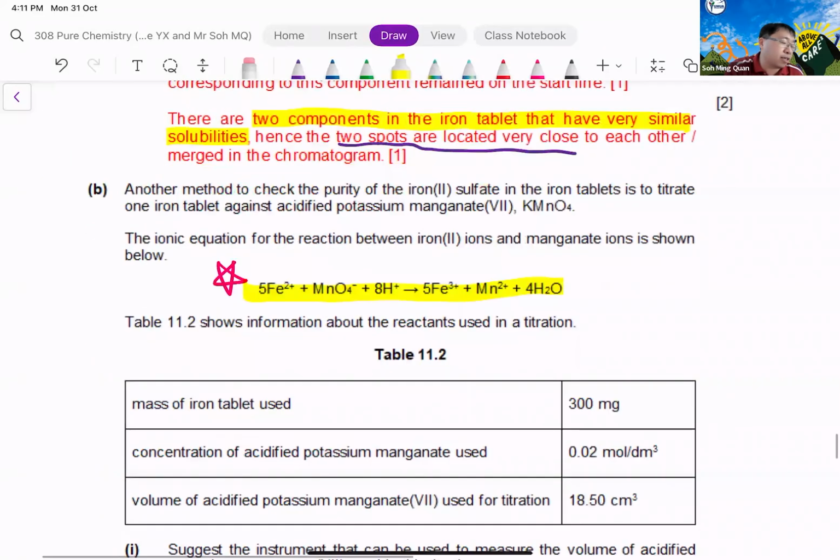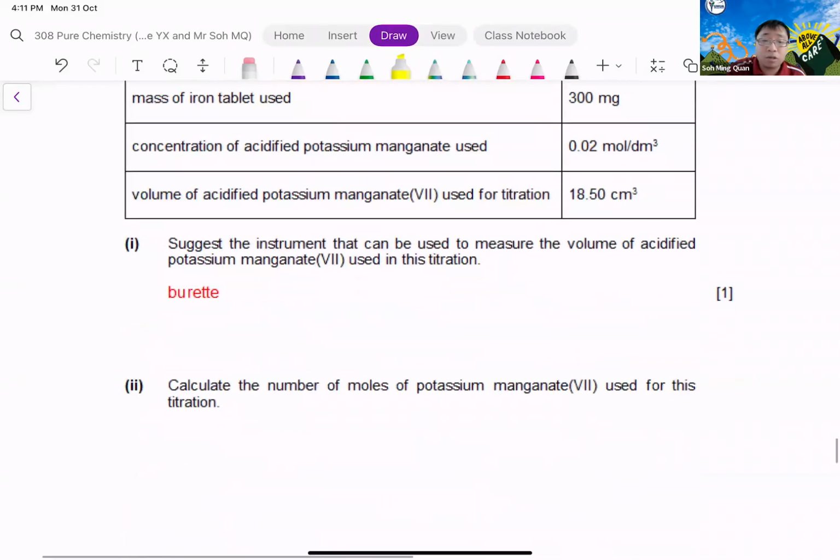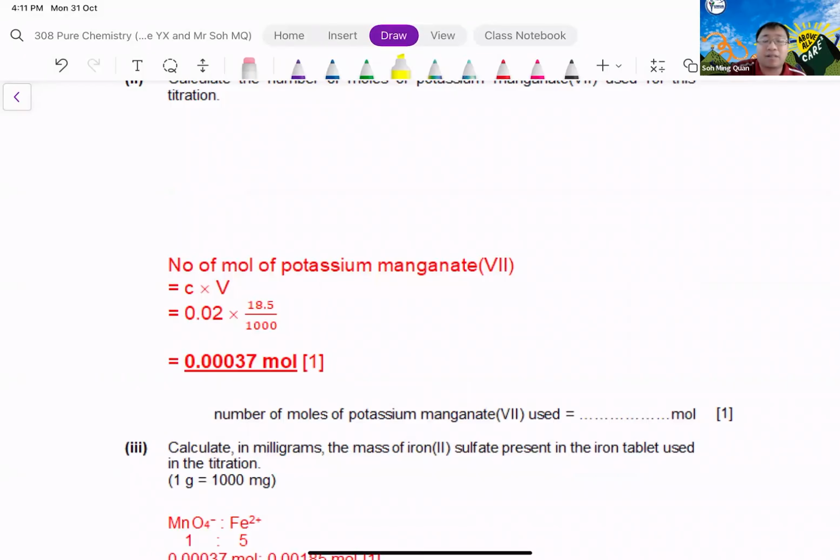Now, the actual titration is not difficult. I think most of you managed to get a start on it, which is good. So your mole concept is not so bad, right? Most of you could get, for example, this part to find the number of moles of potassium manganate 7. You took concentration times volume. And virtually everyone remembered to convert volume to dm³. Good.